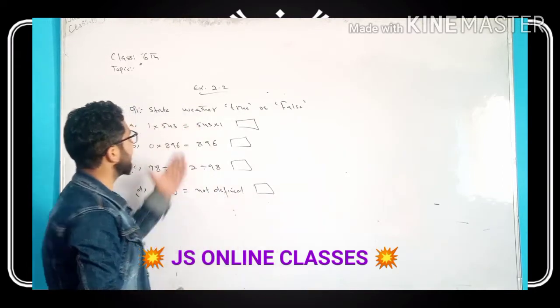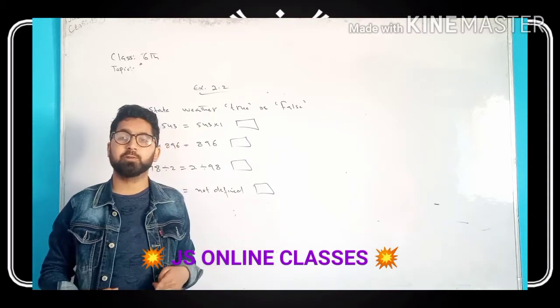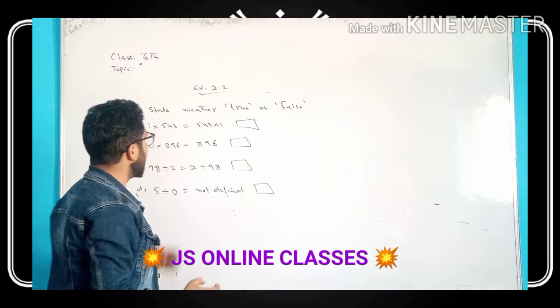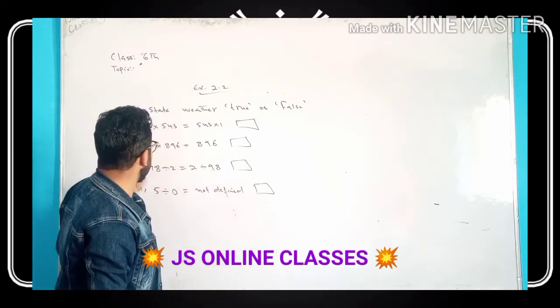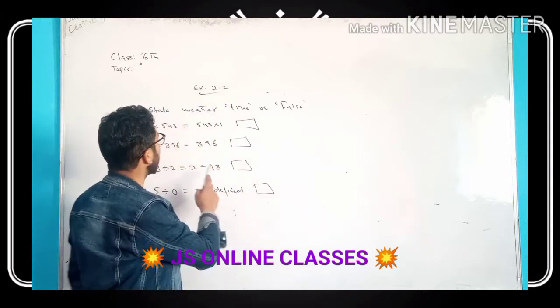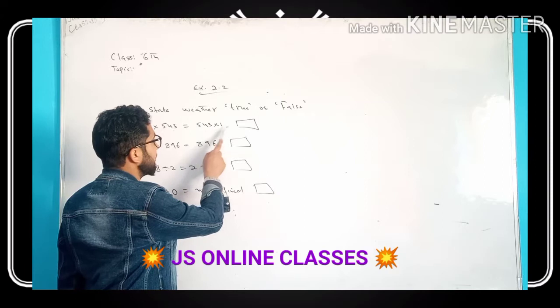So dear students, we have exercise of class 6, yes, it is exercise 2.2. We have to state whether true or false. तो यहाँ पे हमें देखते हैं कि ये जो क्वेश्चन दिए गए हैं, whether they are true or false. So we have first part, it is 1 into 543 equals 543 into 1.